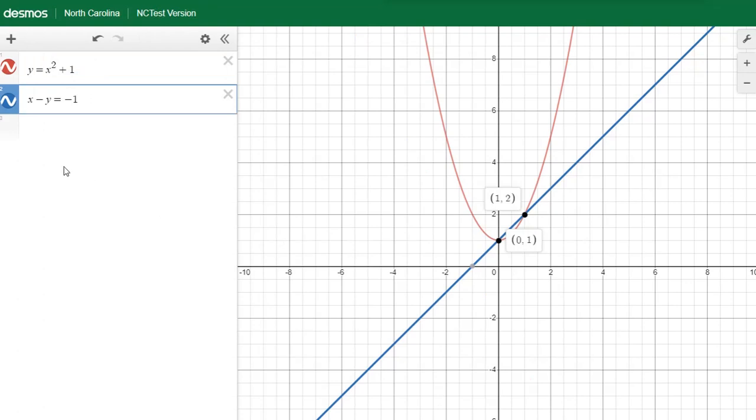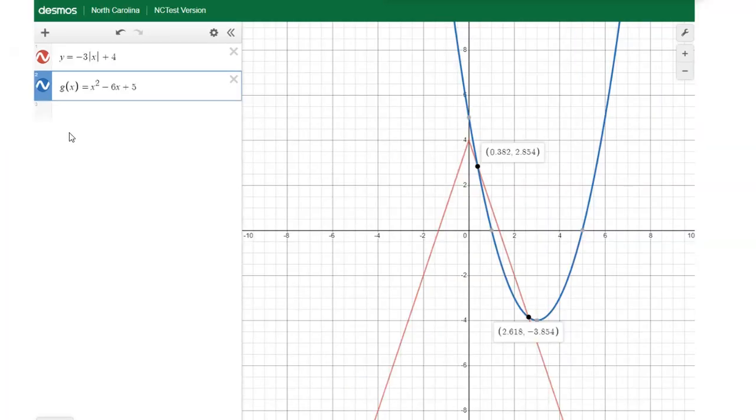Okay, hopefully you did that. This is what mine looks like. I hope yours looks this way too. Keep in mind that what's awesome about Desmos is you don't have to make it y equals. You can just type it in however it's written. We've got the answers 1, 2, and 0, 1. Why don't you go ahead and pause the video and then try number 3, and then start right back up again when you're ready.